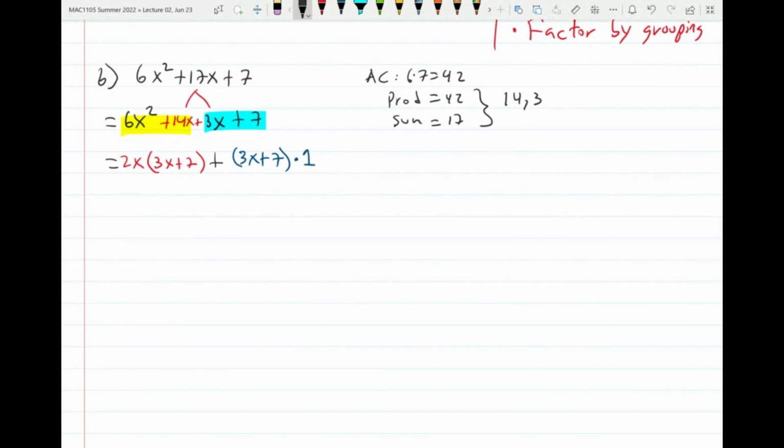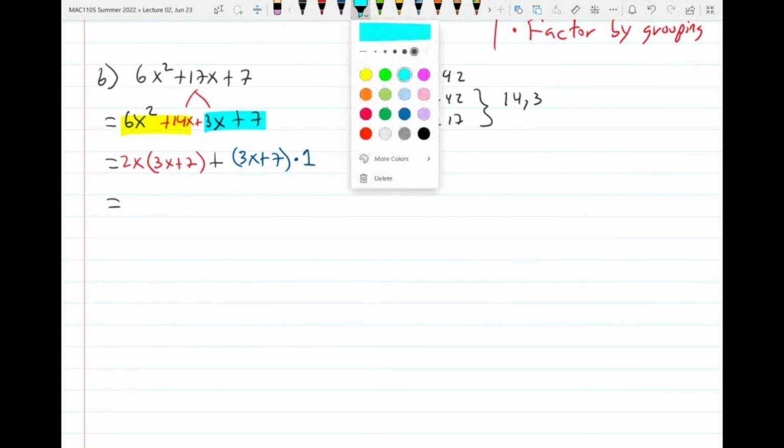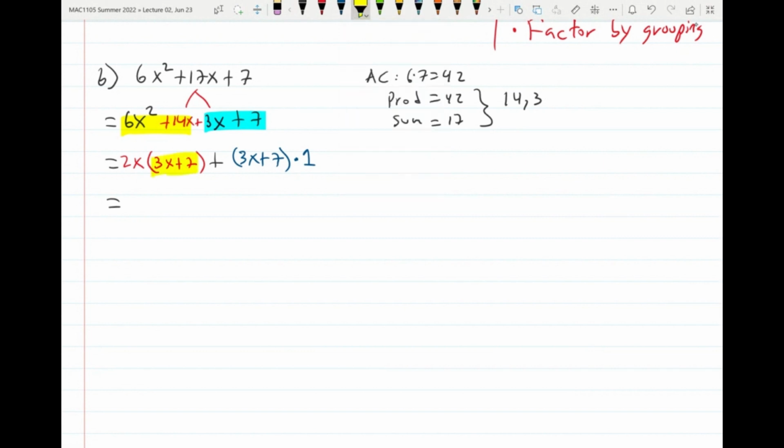You don't have to. So now you can see that we have a common factor between those two terms, so we factor that again. So we take out 3x plus 7, and then what remains? 2x plus 1. Okay. Any questions?